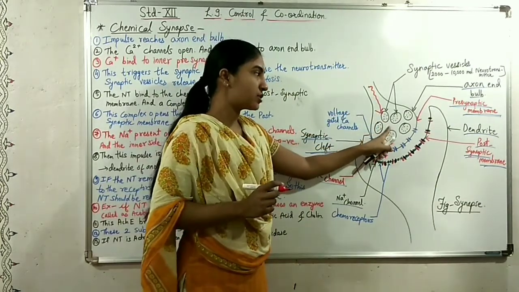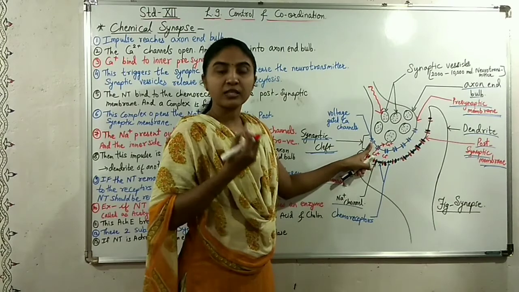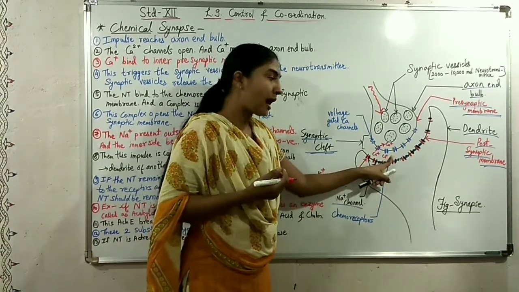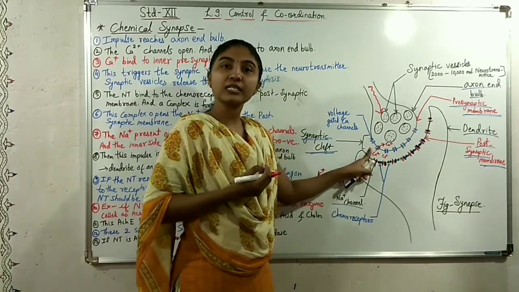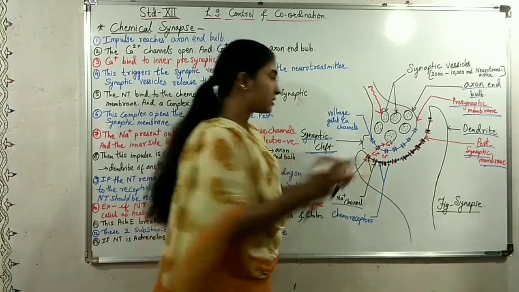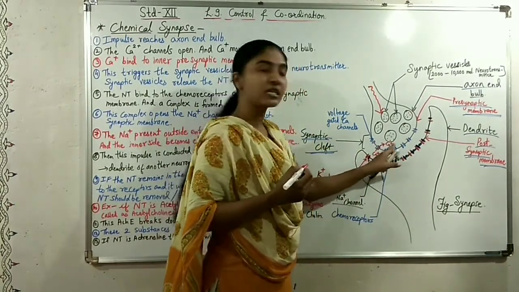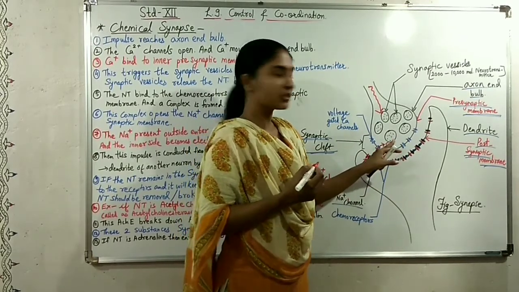As the impulse reaches the axon end bulb, it triggers these calcium channels. These gates open, and the calcium ions which are present in the synaptic cleft move inside the axon end bulb through these voltage gated calcium channels.